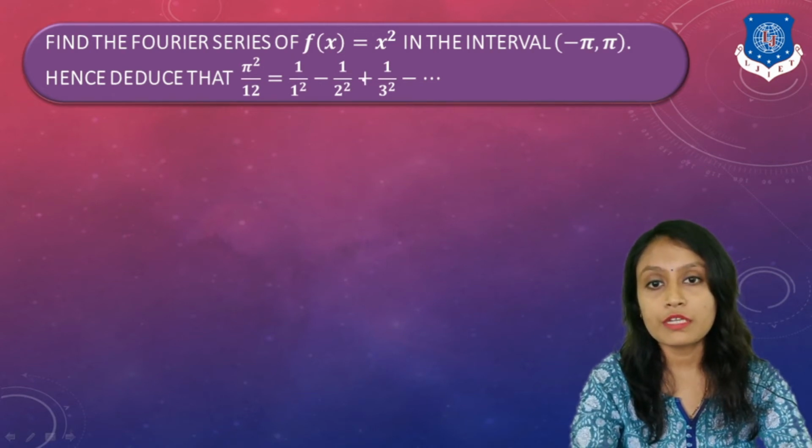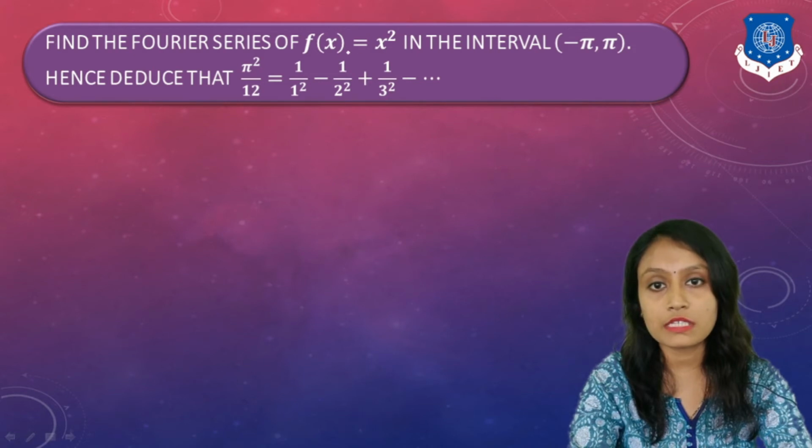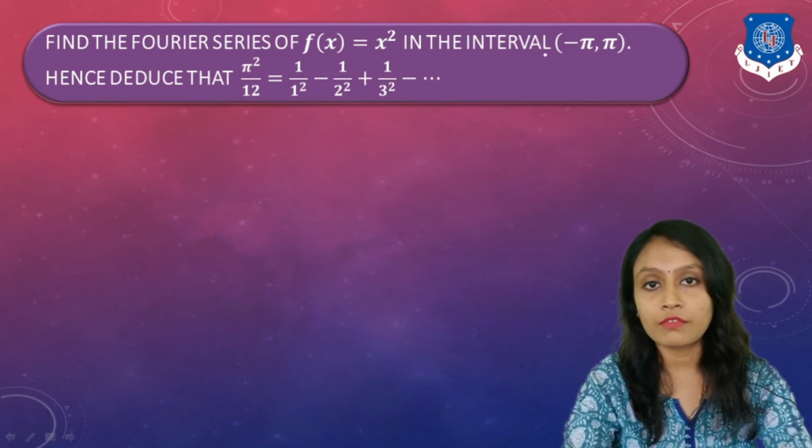Okay, now let's discuss one example. Find the Fourier series of the function f of x equal to x square in the interval minus pi to pi, and hence deduce that pi square upon 12 is equal to 1 upon 1 square minus 1 upon 2 square plus 1 upon 3 square, and so on. So first thing, we have to see the interval. The interval is symmetric, minus pi to pi.